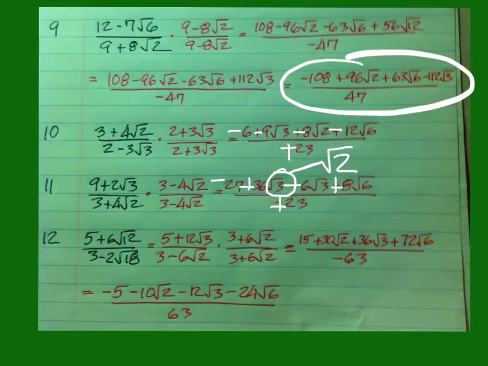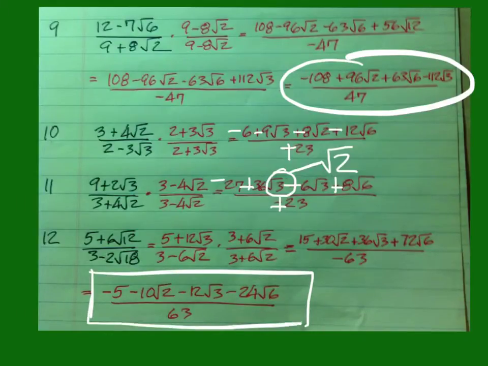And then down here on number 12, we have negative 5 minus 10 square root of 2 minus 12 square root of 3 minus 24 square root of 6 over 63. Yeah, I divided everything by 3 throughout there. Unfortunately, I did not do the same thing for this, so it should be 21, and I changed the sign of everything at the same time.